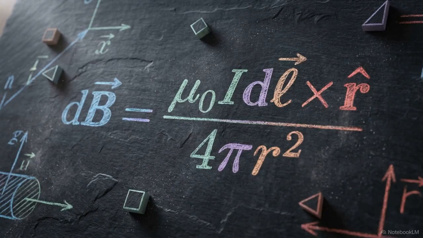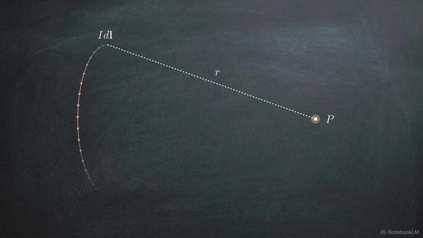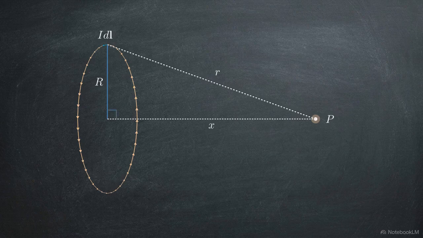This relies on the Biot-Savart law. It is the core mathematical tool that defines the exact magnetic field contribution of just one of those tiny wire segments at any given point in space. Our objective is to use that law to derive the exact mathematical model for the magnetic field along the central axis of a perfectly circular current loop.